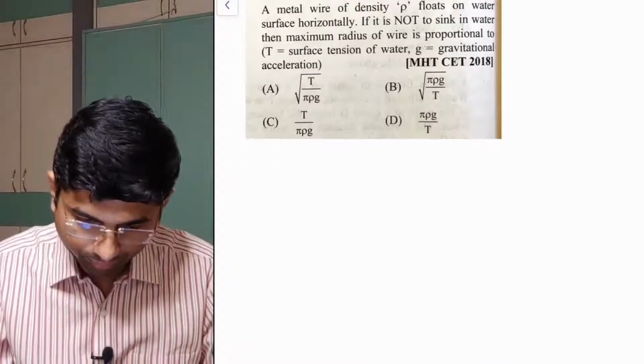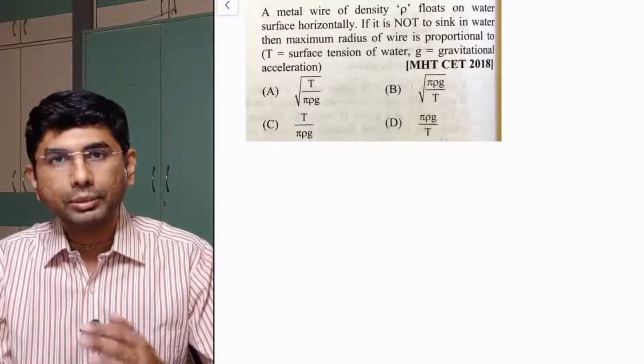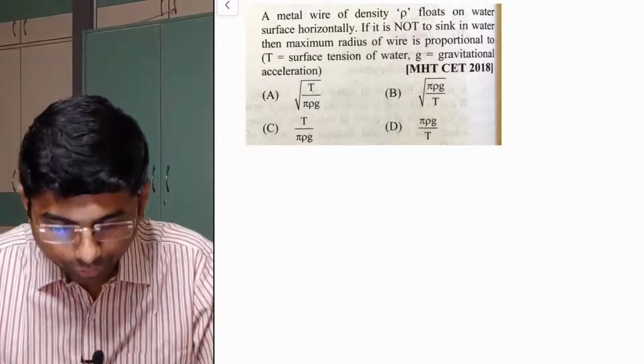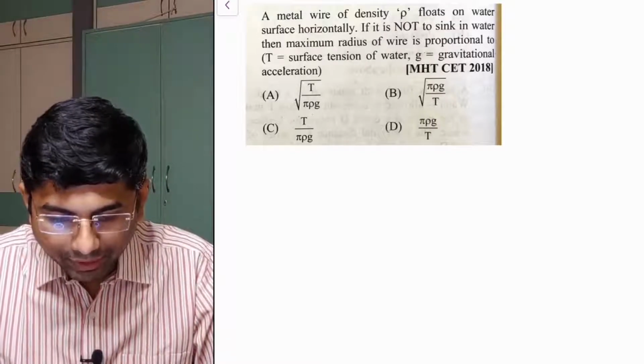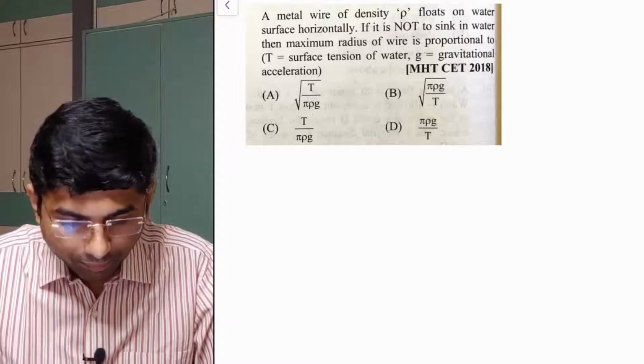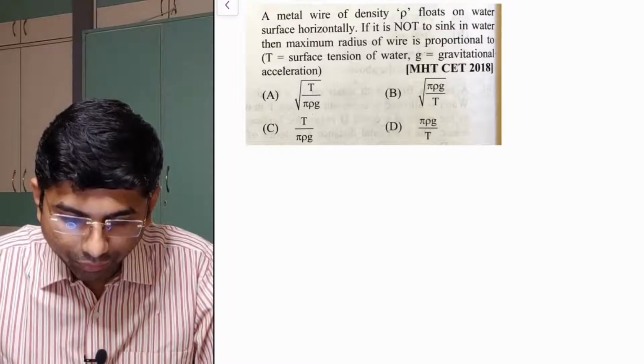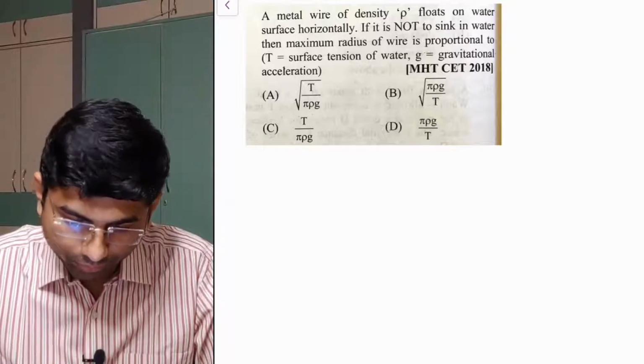Next question. Now the questions are simpler now. The difficulty level is actually decreasing here. Next question. A metal wire of density rho floats on water surface horizontally. If it is not to sink in the water, then the maximum radius of wire is proportional to.